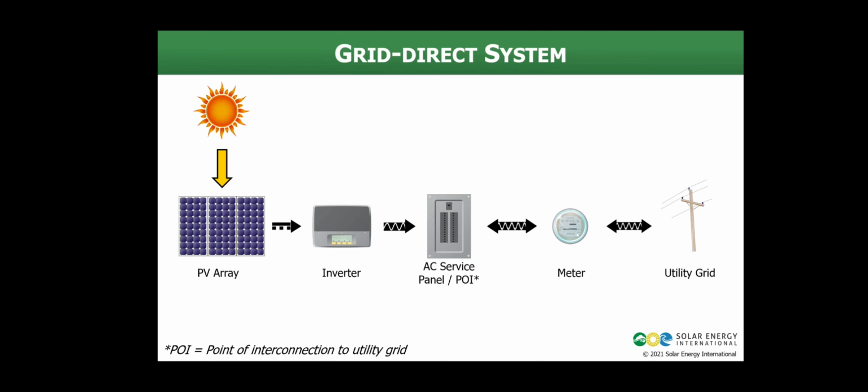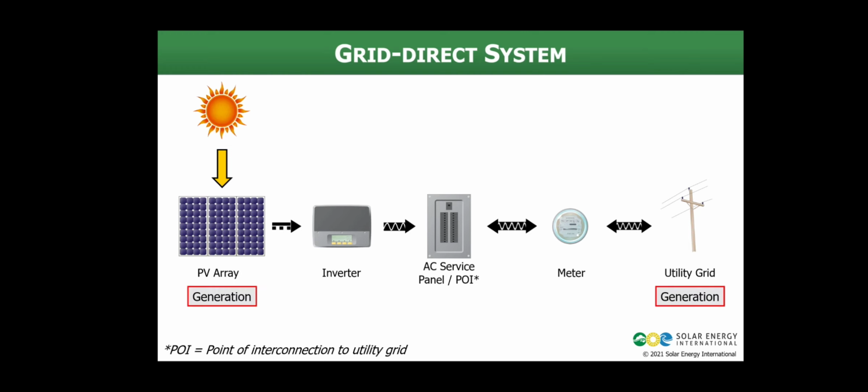Grid direct systems require a functioning utility grid to operate. That means if the grid goes down, the PV system also goes down. A grid direct system can't function as a backup power source in the event of a grid outage. This is a key point to be aware of when you are dealing with grid direct systems.